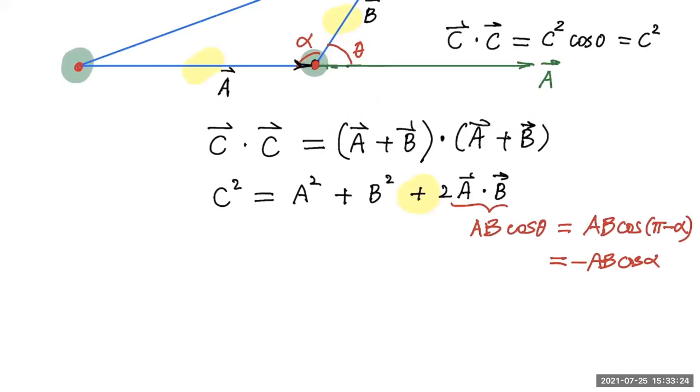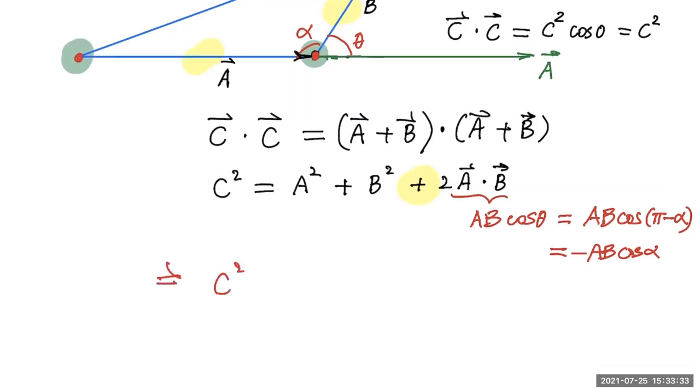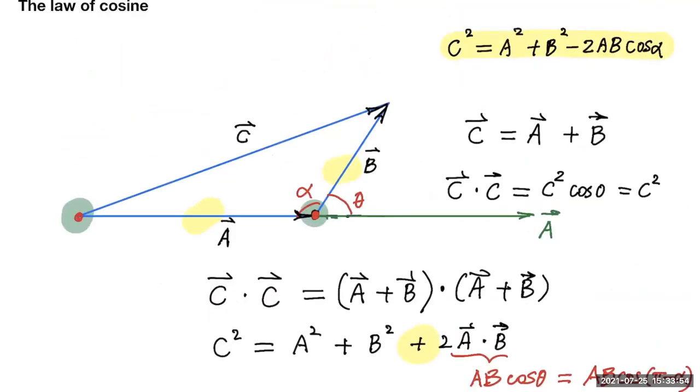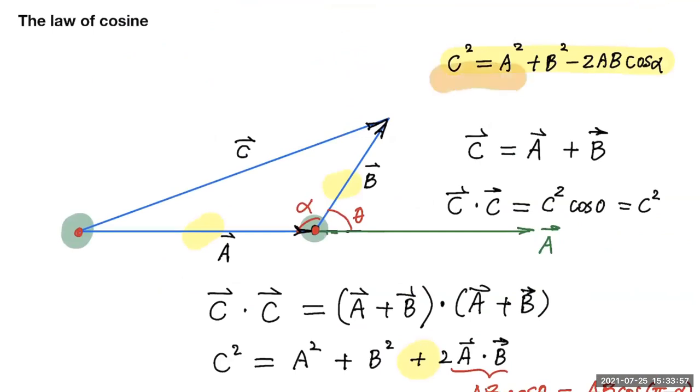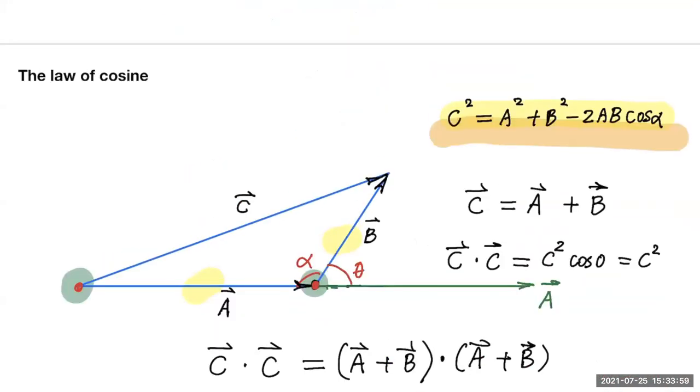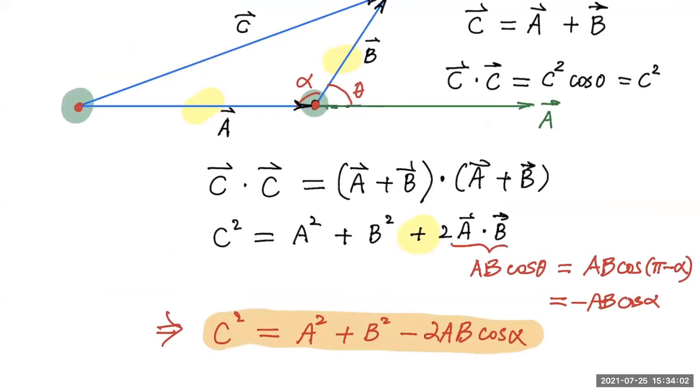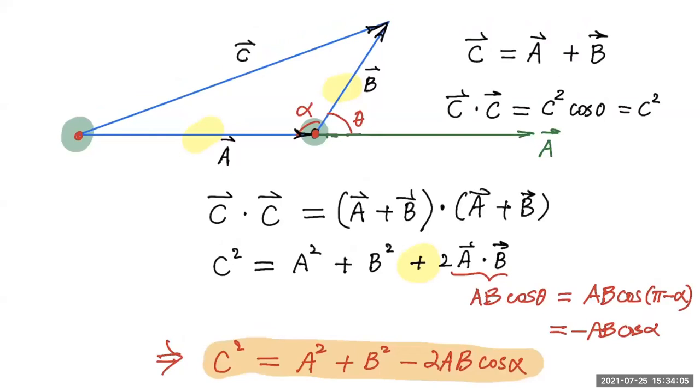So finally, I replace 2A dot B with negative 2AB cosine alpha, then I get C squared equals A squared plus B squared minus 2AB cosine alpha. Wow, that is, as recognized, the law of cosine. That's the law of cosine right here. You can compare that with the one here. It's the same thing, okay? Isn't that wonderful? Look at how simple this derivation is. It took us really just half a page, with very little calculation.